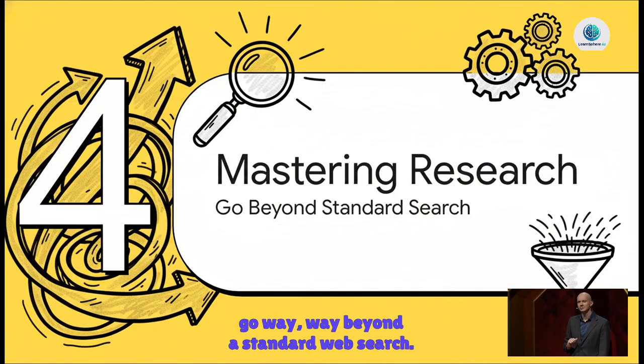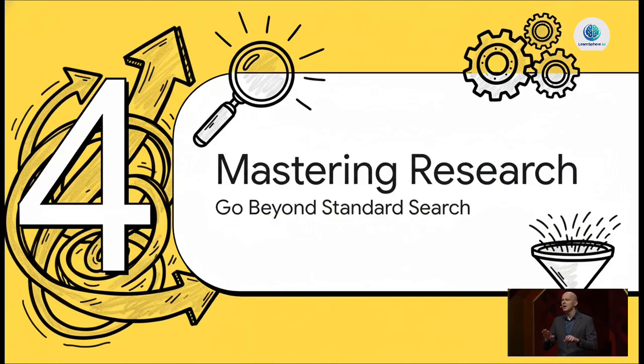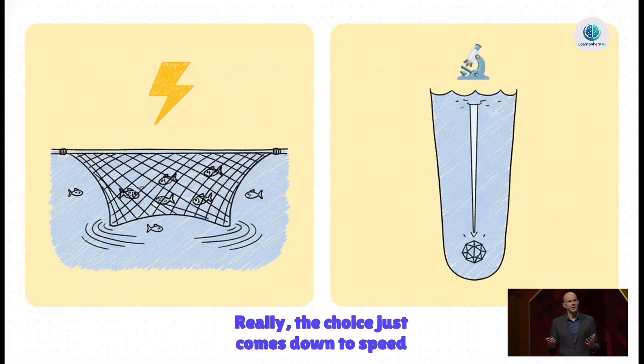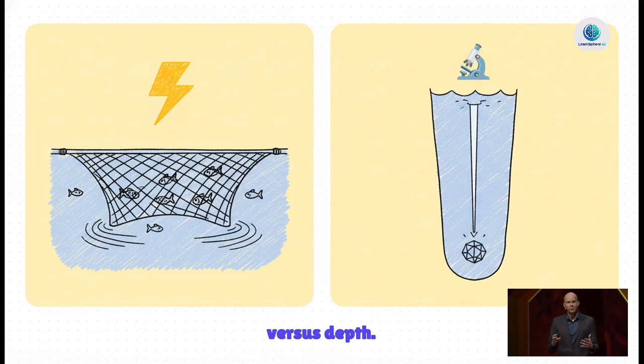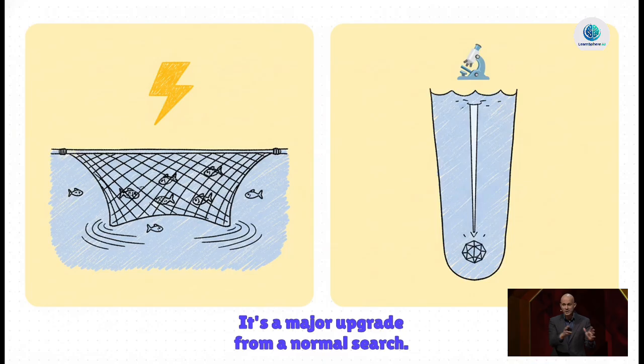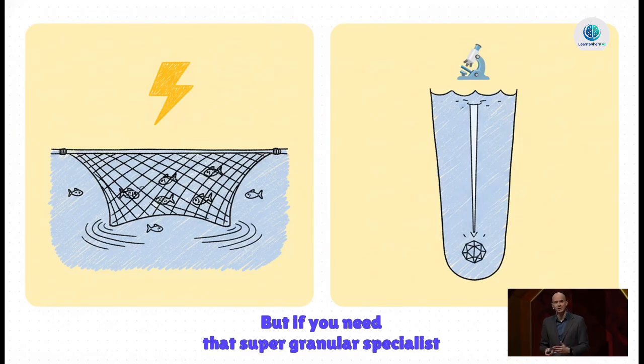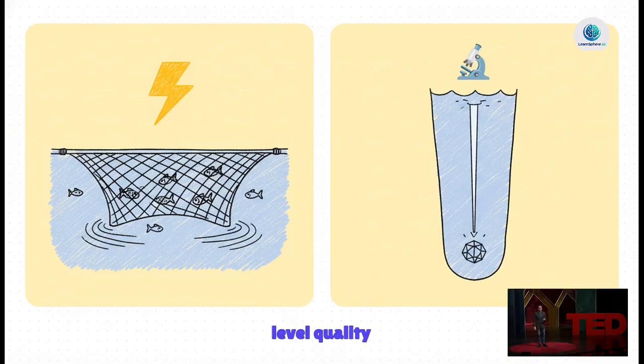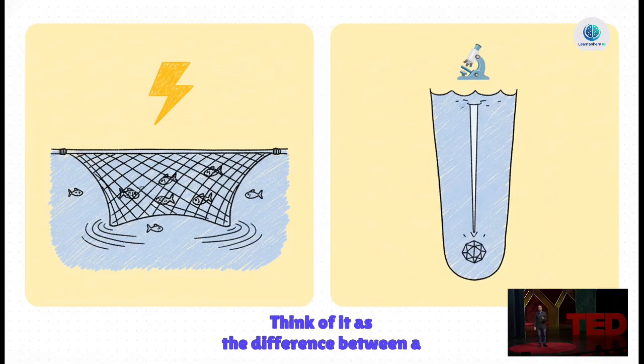Okay, for those of you who need to do some serious professional-grade research, Grok has 2 super powerful modes that go way beyond a standard web search. This is how you find the signal in all that noise. Really, the choice just comes down to speed versus depth. Need strong results fast? Use Deep Search. It's a major upgrade from a normal search. But if you need that super granular, specialist-level quality and you've got a bit more time, then Deeper Search is the tool for you. Think of it as the difference between a really good article and a full-blown academic paper.